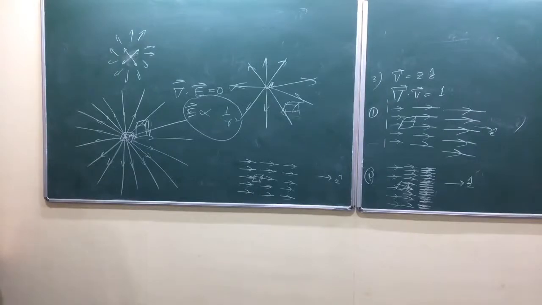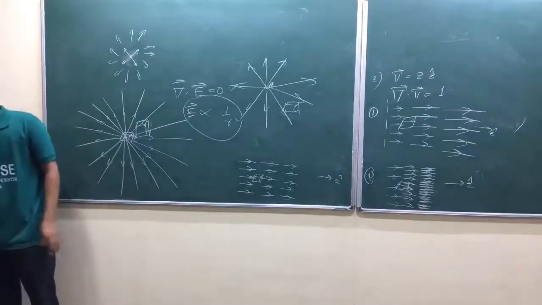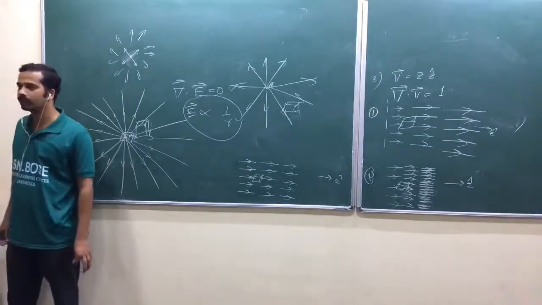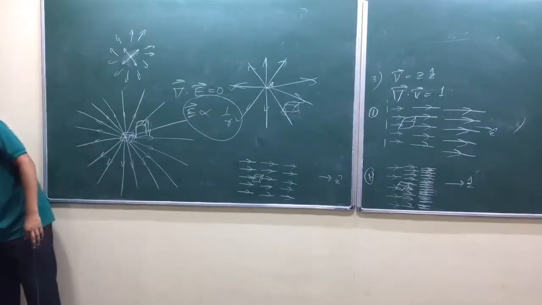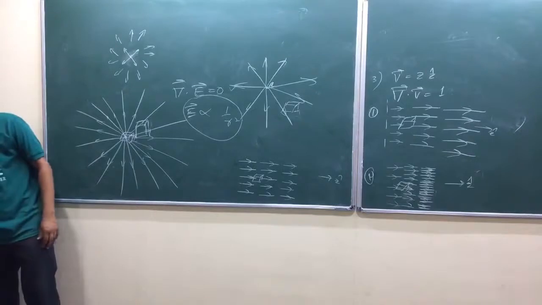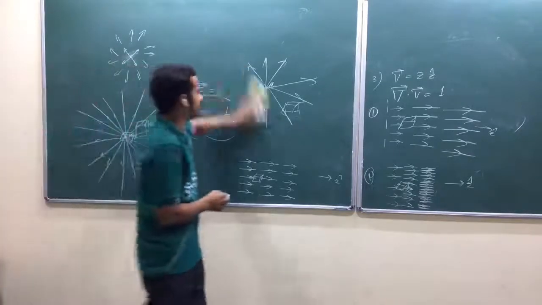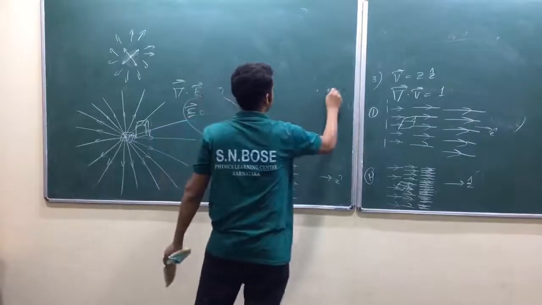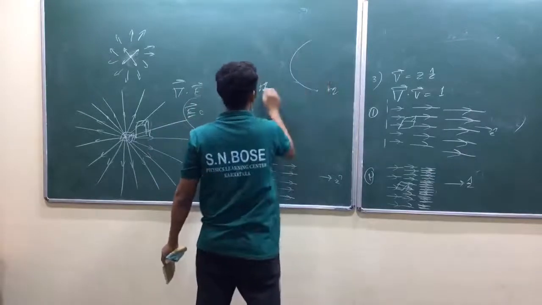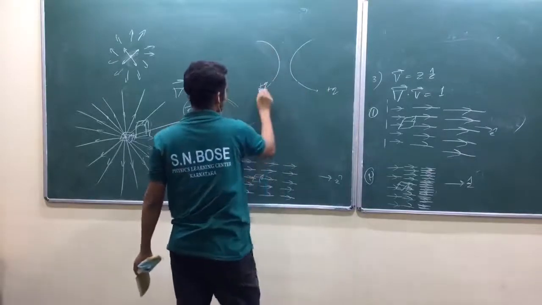So electric field lines start from one charge and end at the other charge. If positive, then it will end at infinity. Plus q, okay? It will go like this actually, they will repel each other, am I right?